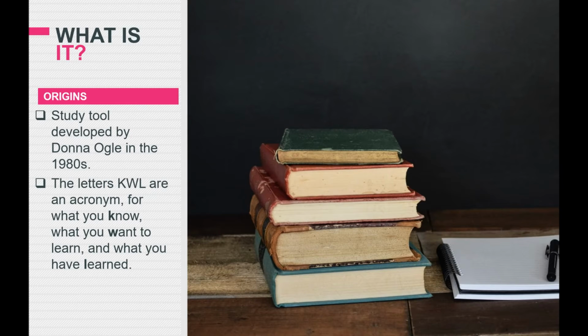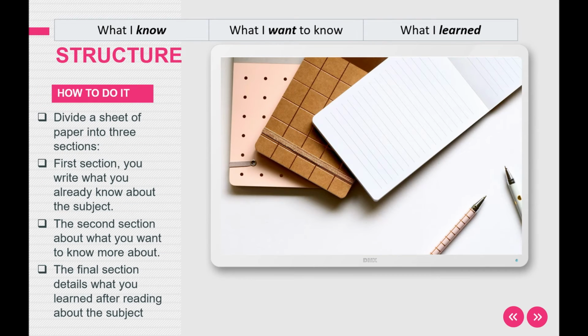The KWL table was developed by Donna Ogle in the 1980s. It's actually an acronym which stands for what you know, what you want to learn, and what you have learned. So it's KWL. It's a very simple way of structuring or preparing for a study session, particularly if you're reading about a subject that you find very complicated. So let's look at this a little bit more in detail because it's very brief.